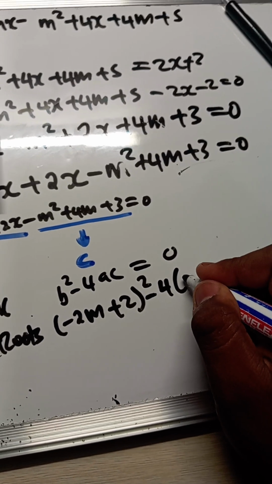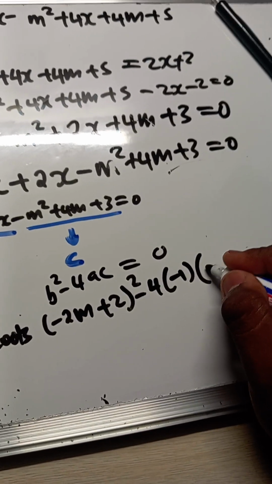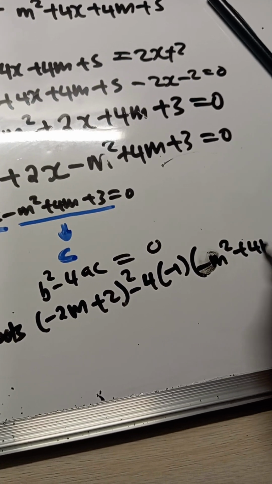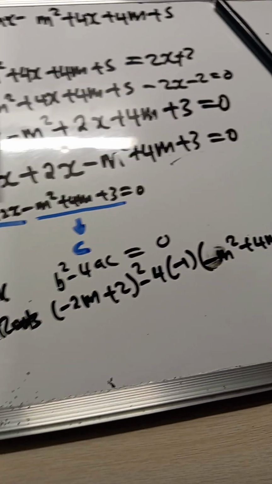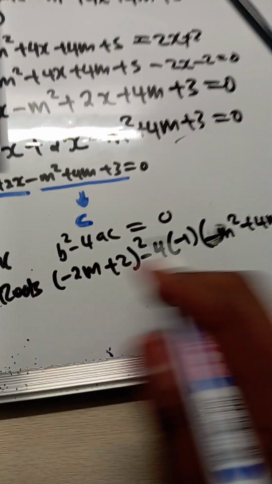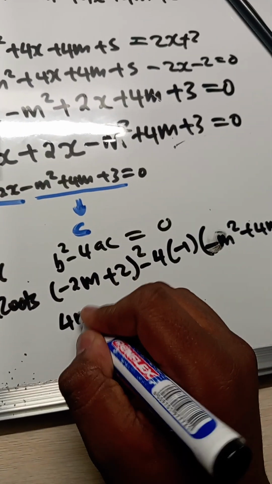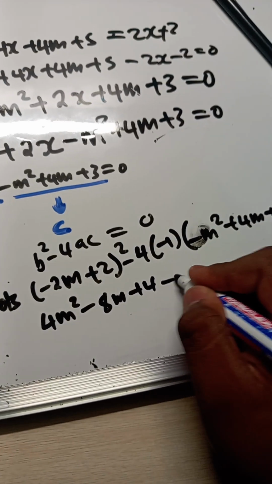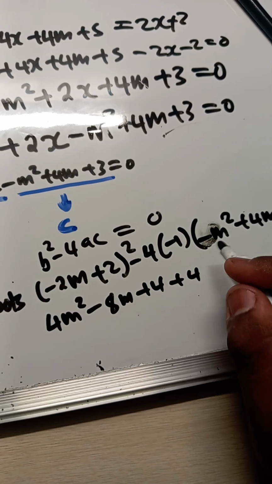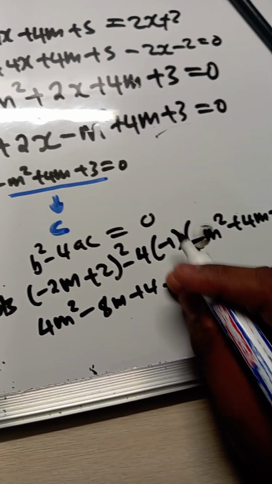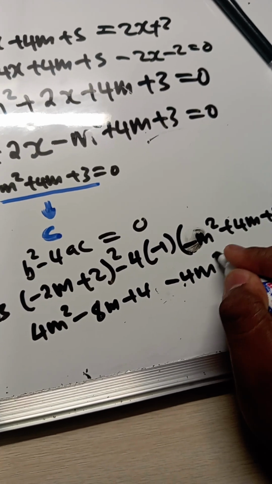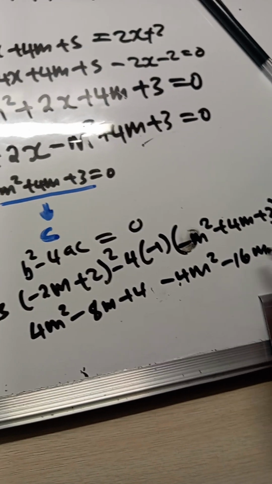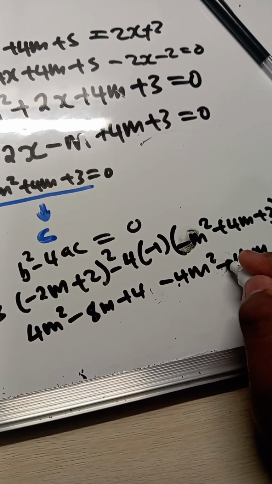What is my value of a? I just have minus 1, right? Then c, it is negative m squared plus 4m plus 3 equals 0. Okay? To simplify everything here, I'm just going to have 4m squared minus 8m plus 4 plus 4. But now, since this 4 is multiplying to everything, let me just make it minus 4m squared, right? And then minus what? 16m. What is it? Positive. This one has to be positive 16m.